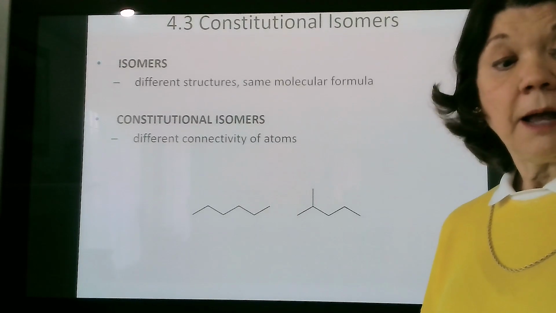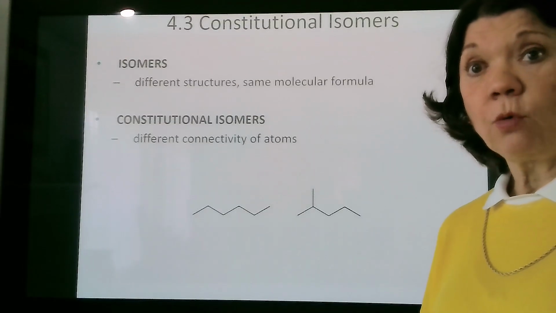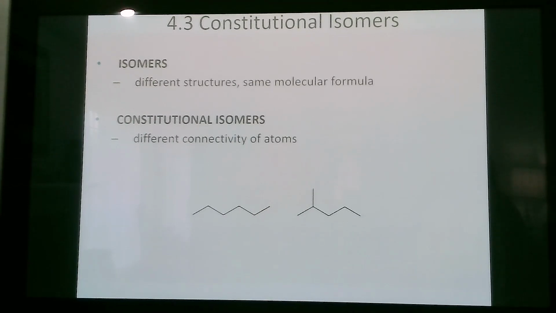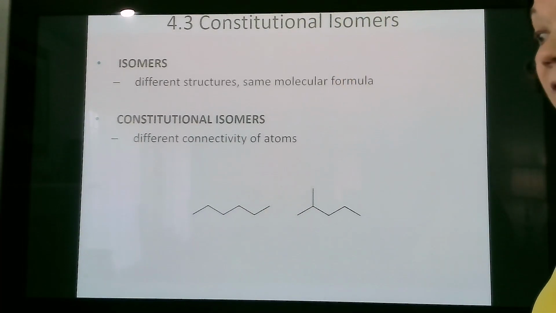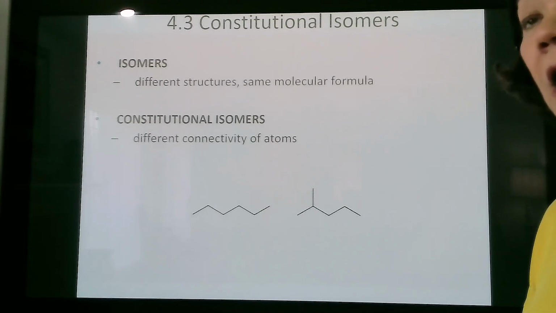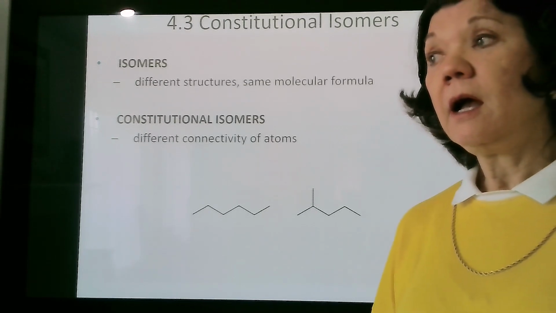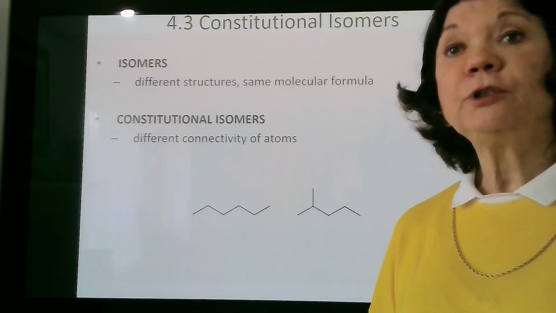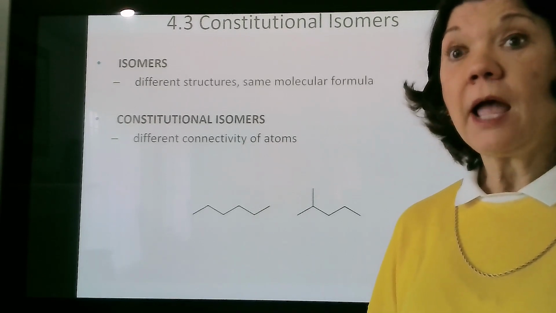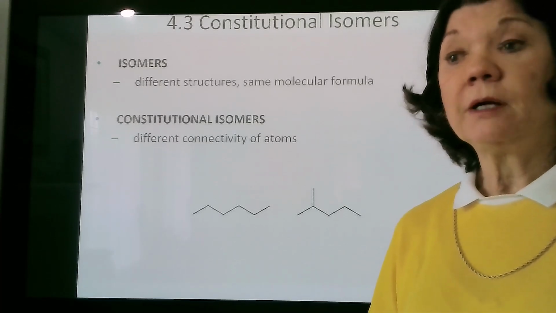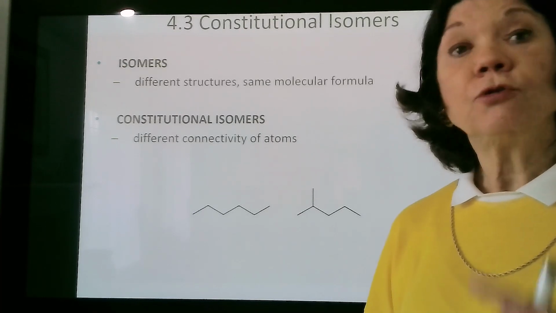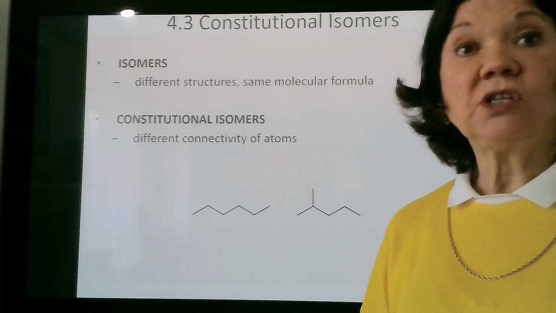So now let's go on, continue discussing Klein's chapter 4. And so the next topic is section 4.3, constitutional isomers. This is actually going to be the first set of isomers that we've really discussed. Remember the conformers, going through the different positions of the molecules, those are not actually isomers because no bonds are broken. Those are interchanged just simply by rotation about carbon-carbon single bonds.